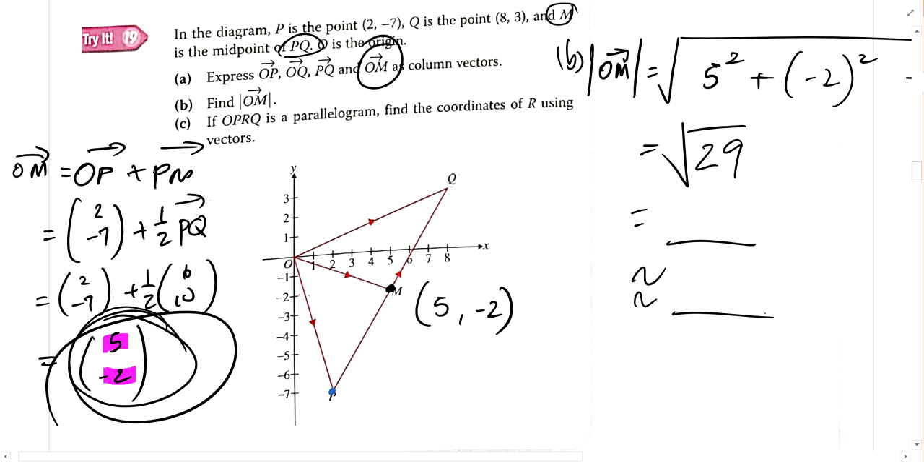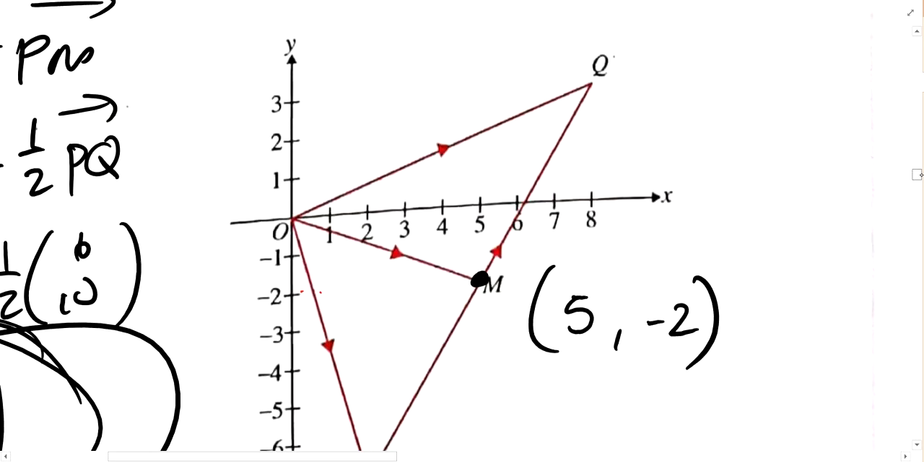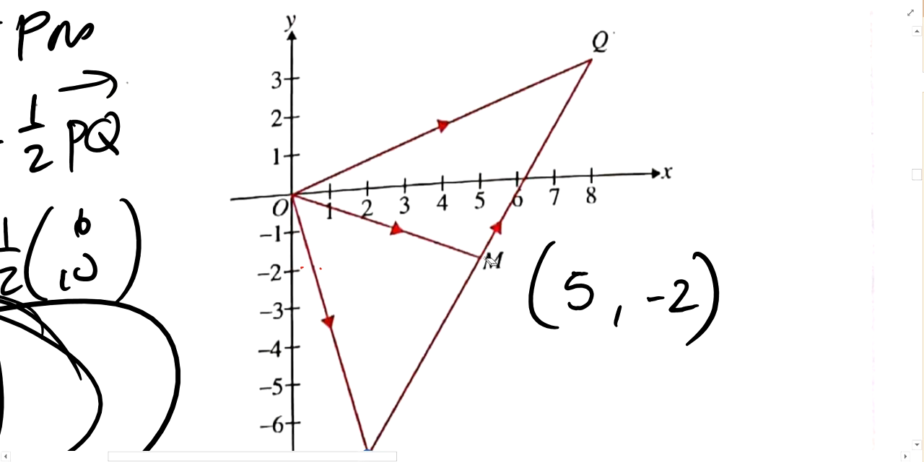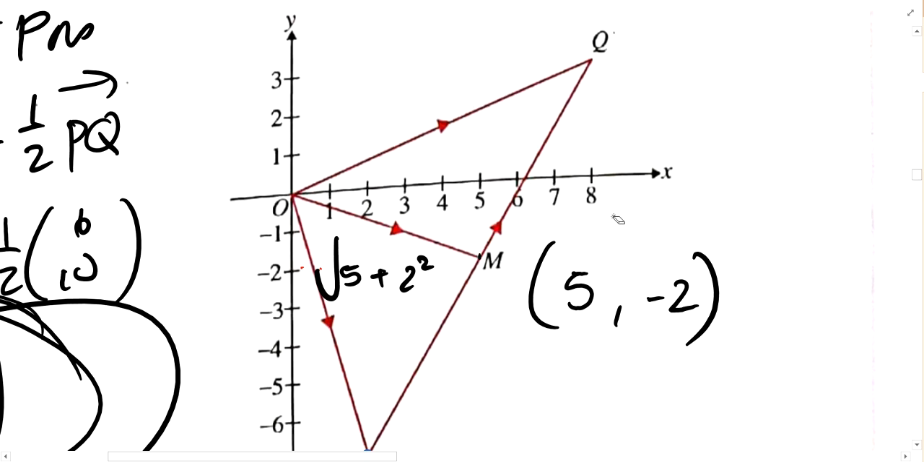Why square root 29? Because if I were to draw a right angle triangle by myself for the point M, over here I'll draw it this way, right? This is my right angle. Here I've got 5 units. Over here 2 units. Then by Pythagoras theorem, this must be square root of 5 square plus 2 square. 2 square is the same as negative 2 square. Same thing. So this is a recap on how we derive the length of a line segment.